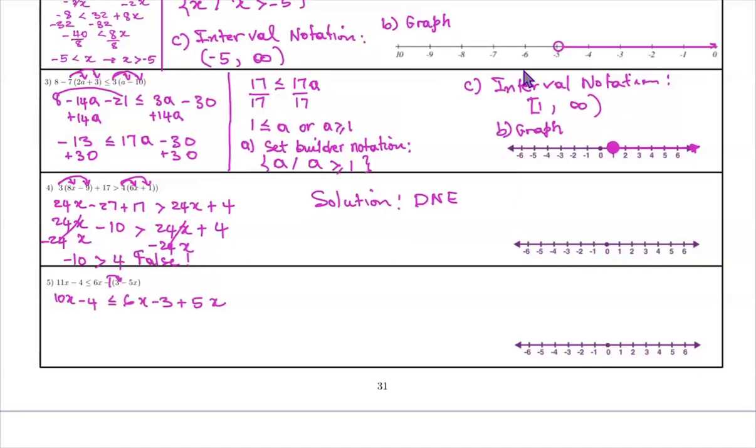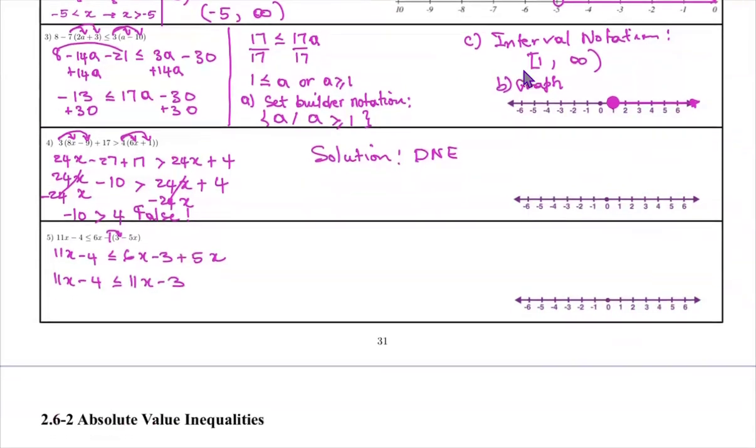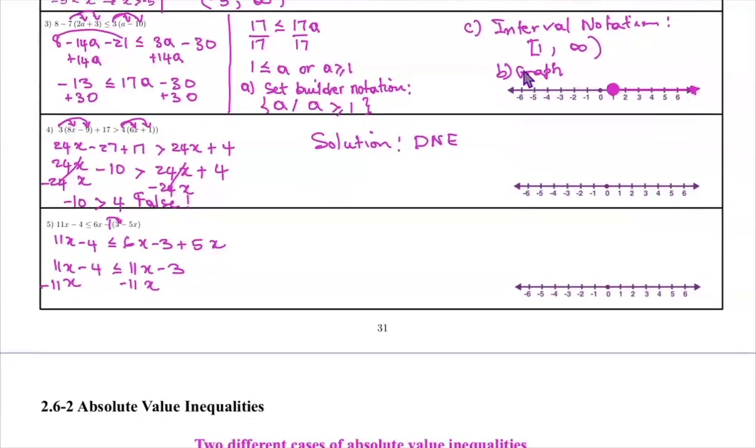And now let's combine like terms. That's 11x right here. 11x minus 4 less than or equal to 6x minus 3 plus 5x. We can combine like terms. That's 11x minus 4 less than or equal to 11x minus 3. Now, by subtracting 11x on both sides, that takes us to negative 4, because that cancels the 11x on both sides. Negative 4 is less than or equal to negative 3.